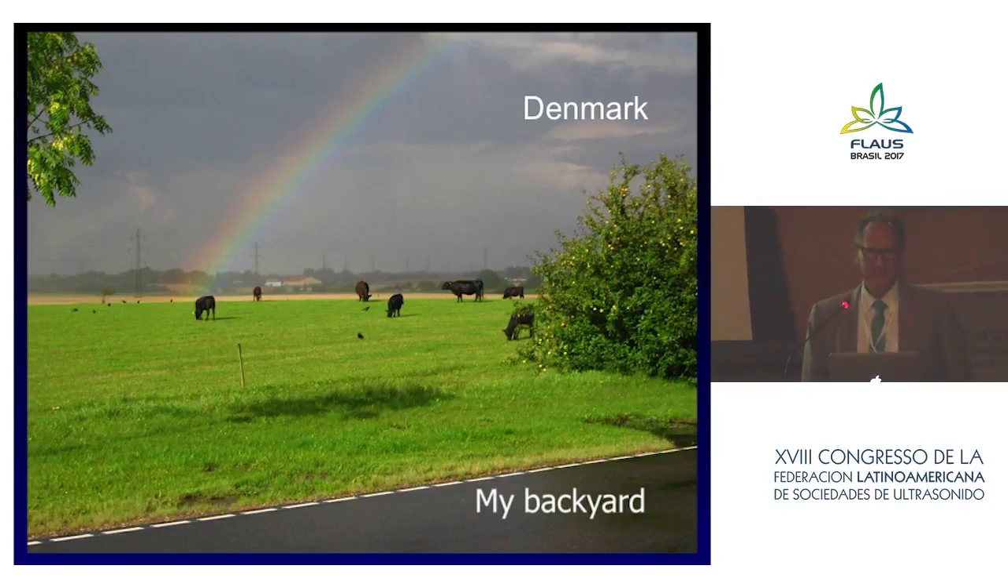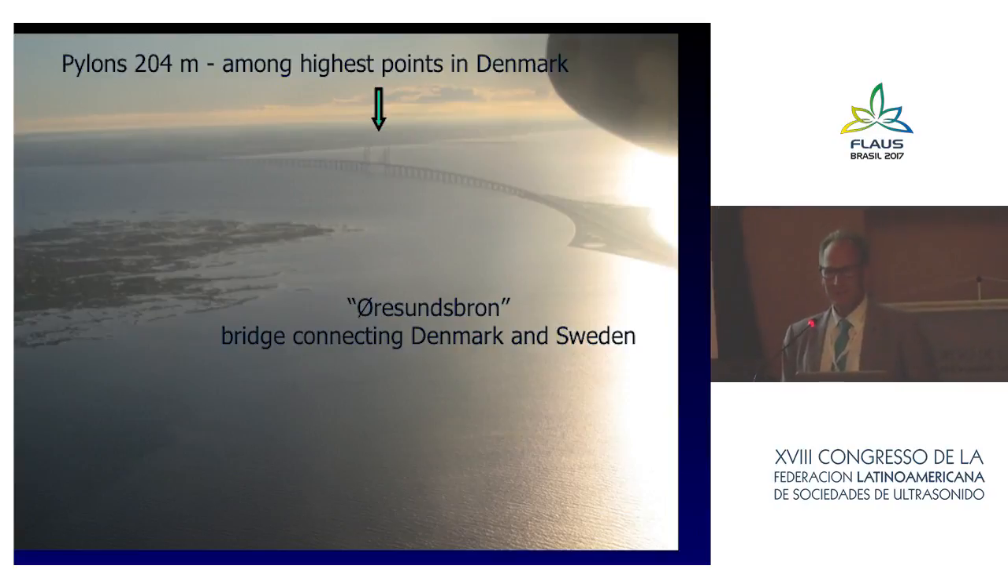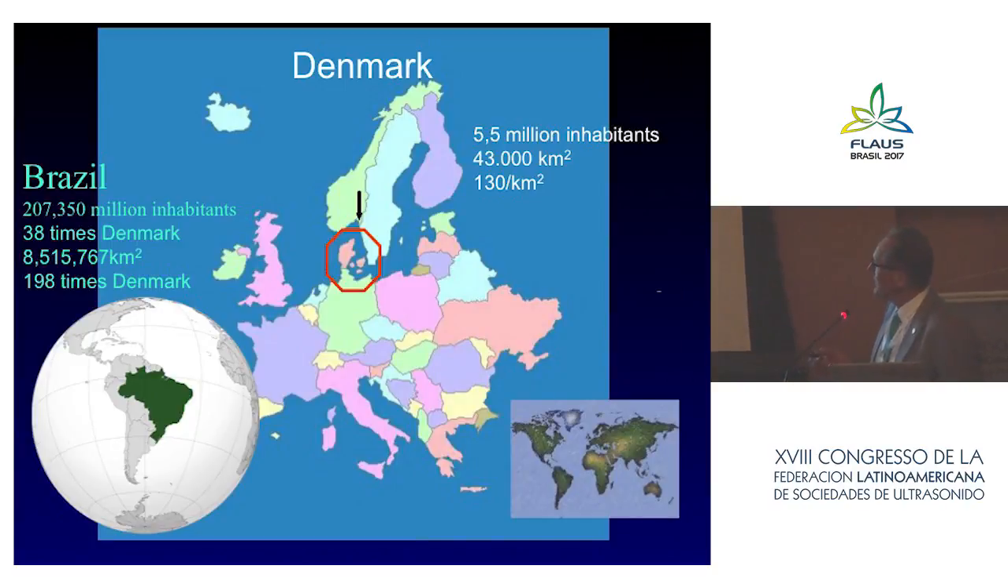It's flat. It's green. We are connected to Sweden by a bridge, and actually that bridge is the highest point in Denmark. So Denmark is a very flat country. The highest point is 204 meters. Denmark is a small country on top of Europe, only about 5 million people, 43,000 square kilometers. That is maybe half the size of Sao Paulo state.